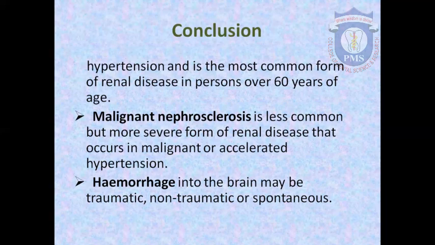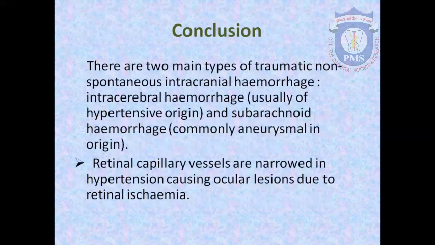Hemorrhage into the brain may be traumatic, non-traumatic, or spontaneous. There are 2 main types of non-traumatic, spontaneous intracranial hemorrhage: intracerebral hemorrhage, usually of hypertensive origin, and subarachnoid hemorrhage, commonly aneurysmal in origin. Retinal capillary vessels are narrowed in hypertension, causing ocular lesions due to retinal ischemia.